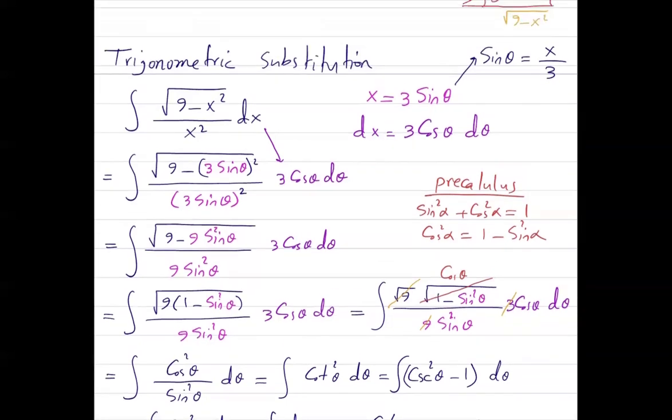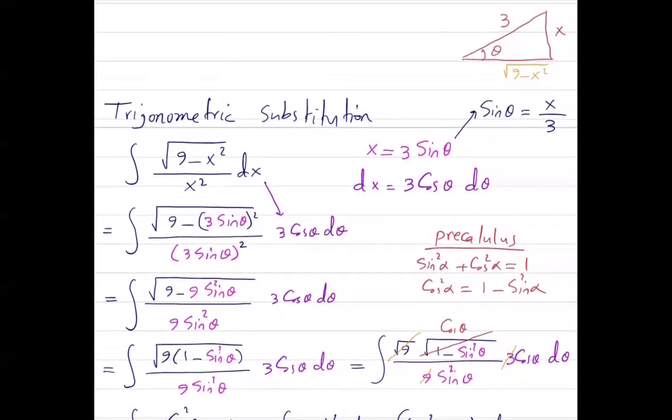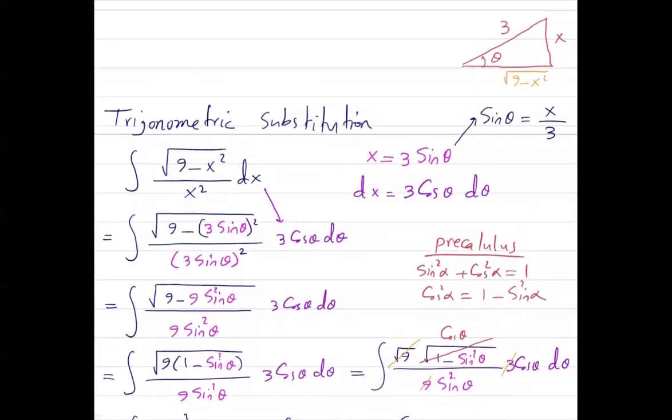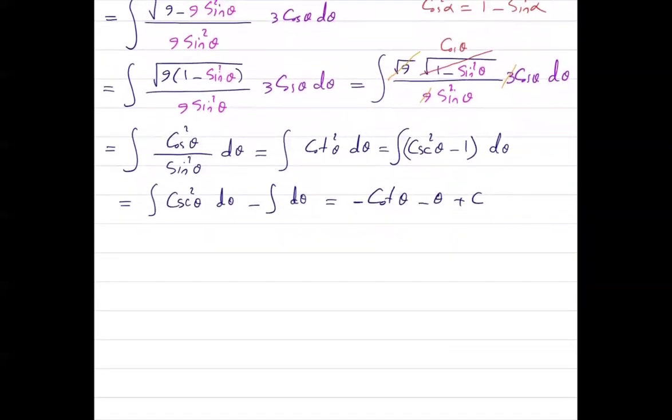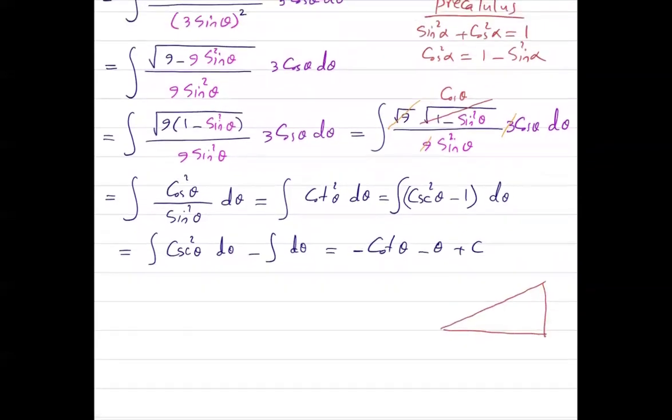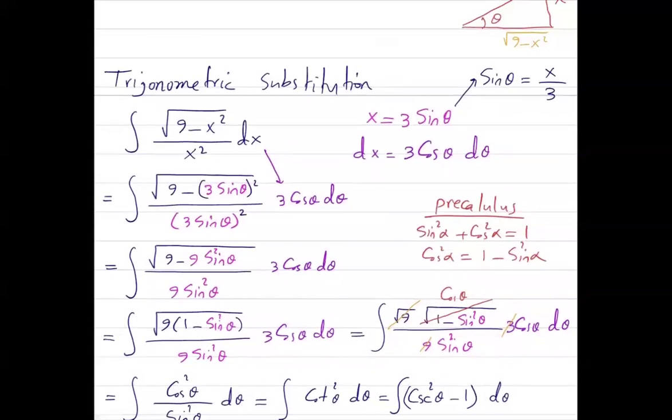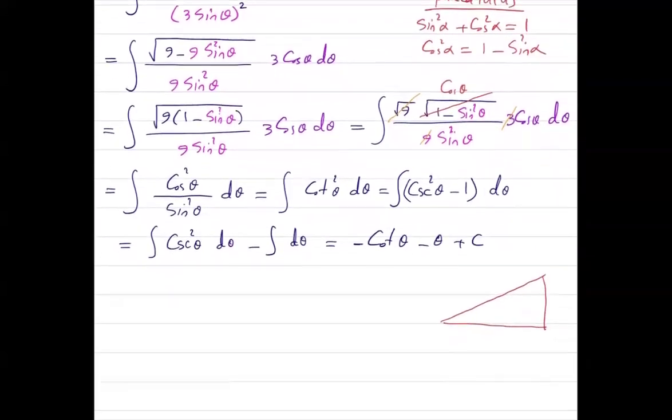Well, I'm going to go back to this right triangle and see what I can figure out. So let us rewrite this right triangle here for you. This was our substitution. Remember that. My x is 3 sine theta. So sine theta is x divided by 3. When this is my theta, this is x, and this is 3. And from the Pythagorean theorem, this side is square root of 9 minus x squared.